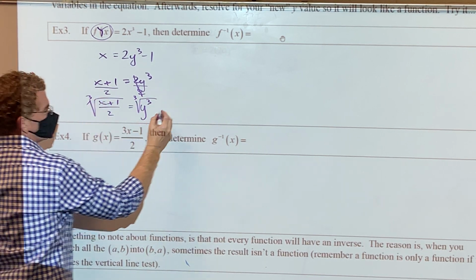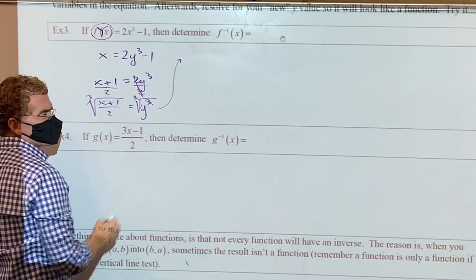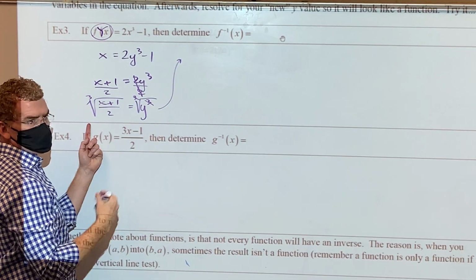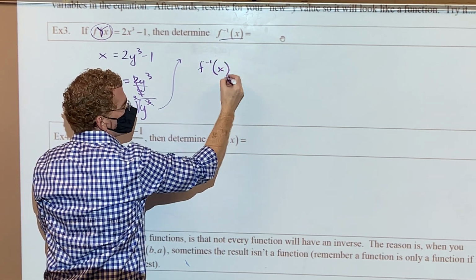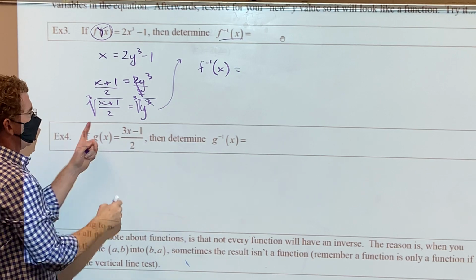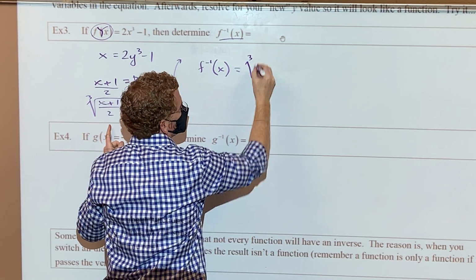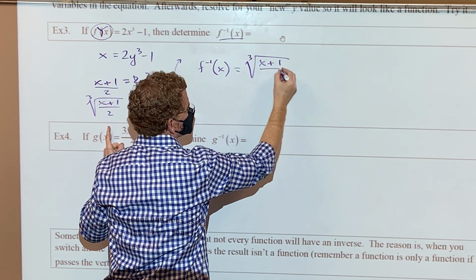And I'm going to give you a little bit of a break. So right now the cube roots go away on the right, and I get y equals this, but we want to write it like an inverse function. So I'm going to write the inverse function of f of x, replacing that y: equals the cube root of x plus 1 over 2.